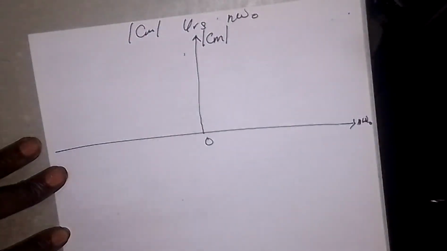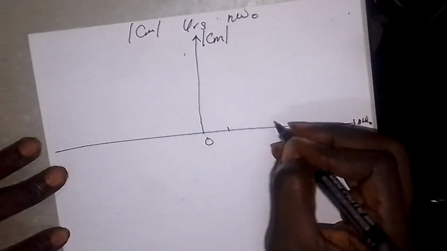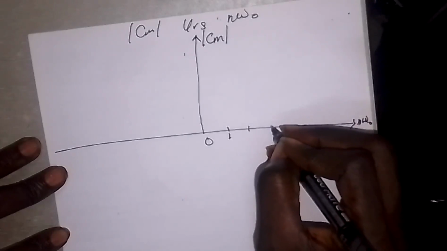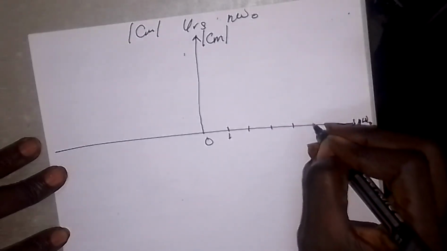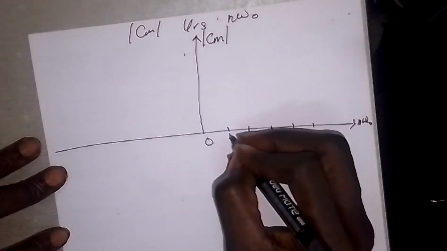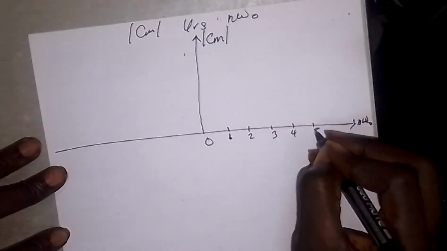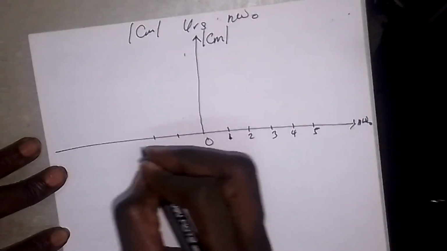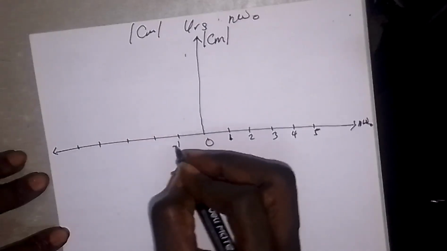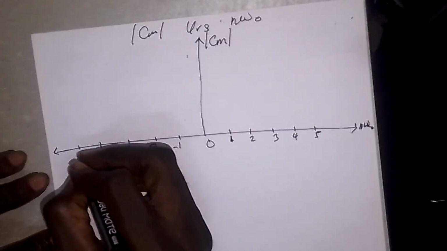Now here I had 1, and from 1 you go to 2, then 3, 4, and 5. Let's stop at 5. So here is 1, 2, 3, 4, 5, on this side as well.